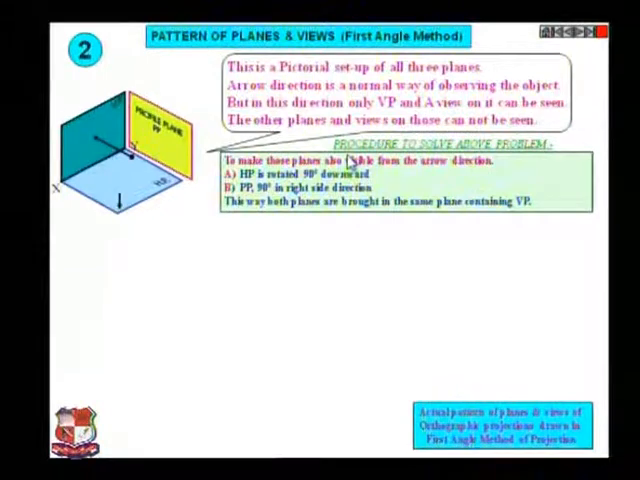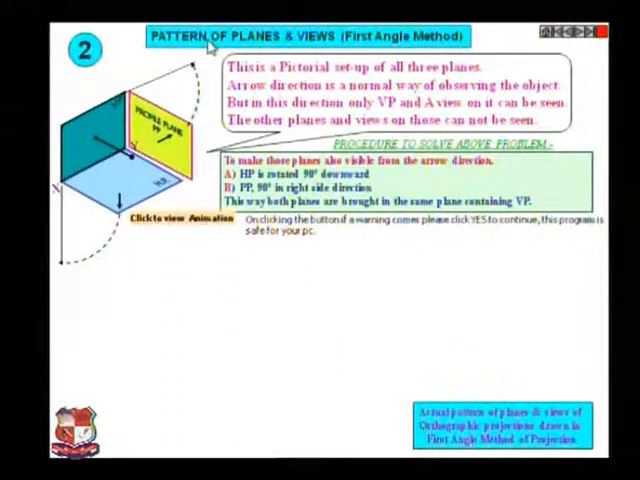Now, the procedure to solve the above problem. How to solve this problem? To make those planes also visible from the arrow direction, HP is rotated 90 degrees downward. We have to rotate this plane at an angle of 90 degrees. Then PP, that is this one, is rotated 90 degrees to the right side, as shown over here. This way both planes are brought into the same plane containing VP. So all these three planes are in the same plane. Click to view animation over here.